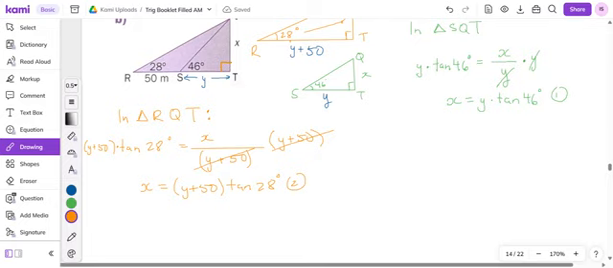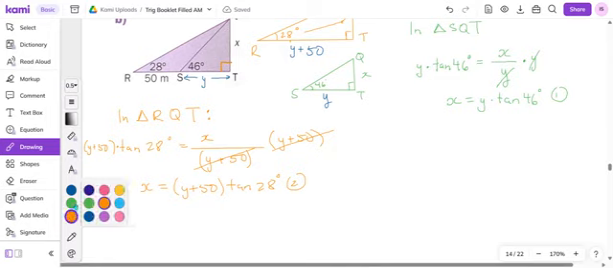Does it matter if you put tan first or after? Nope, they're multiplying each other. You also could have said, hey, I would have preferred to isolate for y. Cool, right? In this case, there's so many ways to solve these two equations.